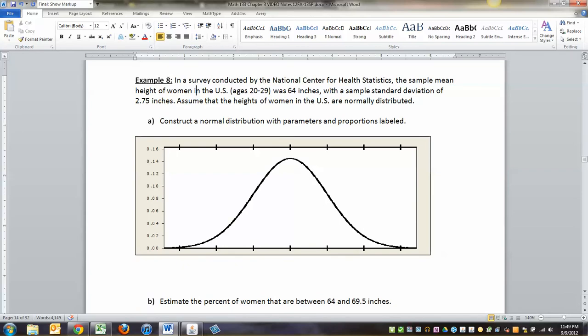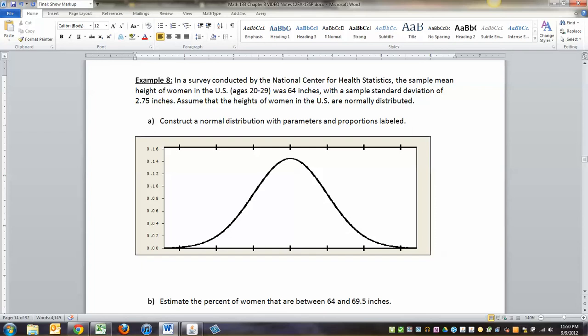So we have a survey conducted by the National Health Center for Statistics. Sample mean height of women in the U.S. is 64 inches with a sample standard deviation of 2.75. Assume that heights of women are normally distributed. Construct a normal distribution with parameters and proportions labeled.